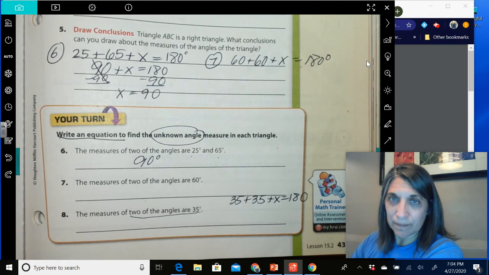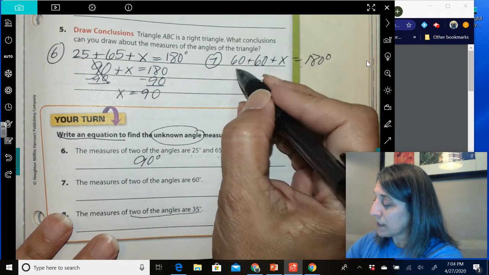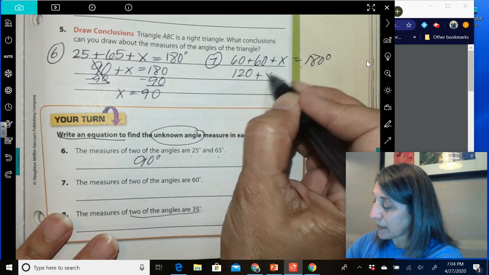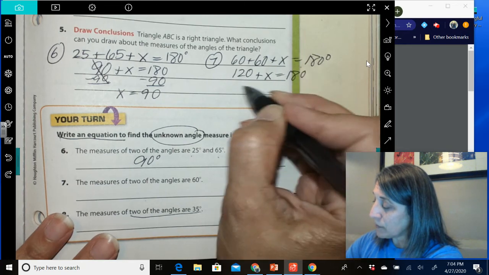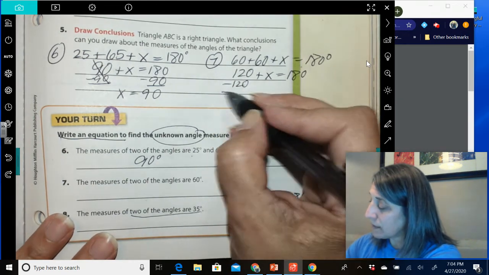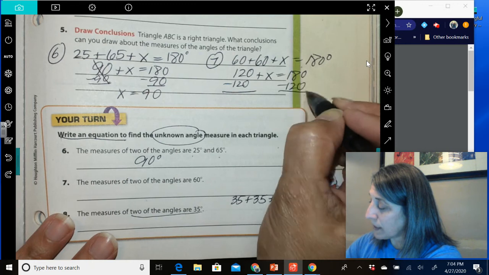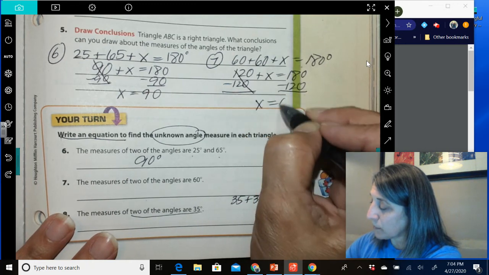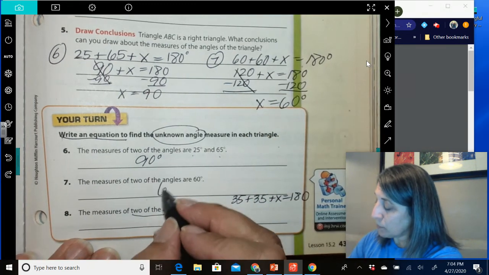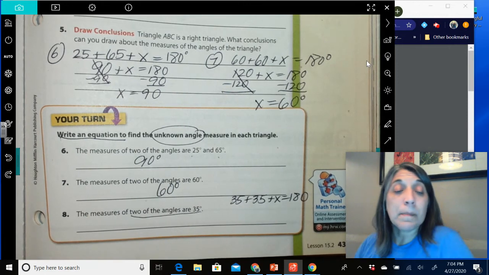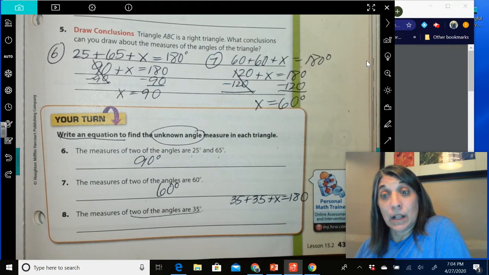It's just you. All right, so when I add 60 and 60, I get 120 plus x equals 180. Subtract 120 from both sides. These cancel out. X is equal to 60. So my voice squeaked because I'm growing up. 60 degrees is the missing angle on this one.